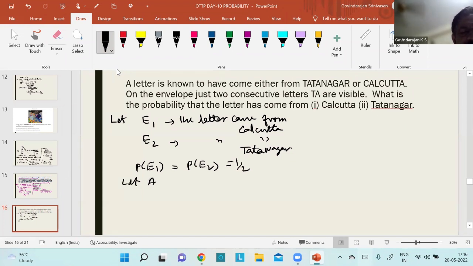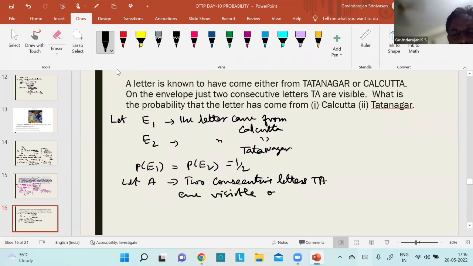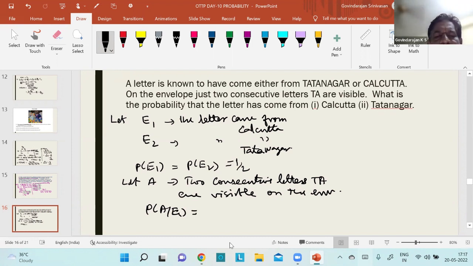So let A be the event that the two consecutive letters TA are visible on the envelope. That is given. Two consecutive letters, that's important. So that is probability of A given E1. What is A given E1? The two consecutive letters TA are visible on the envelope, given that it came from Calcutta.